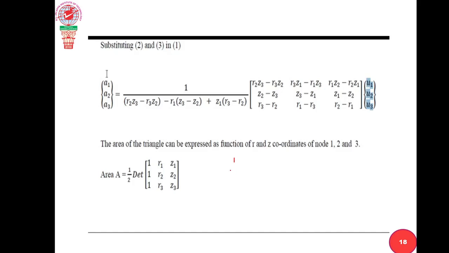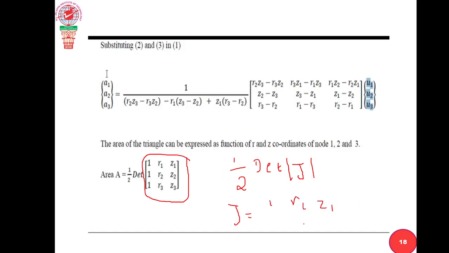Determinant means, please write like det, two vertical lines, and in between you write J. This is the notation of a determinant matrix. What does J mean? J is called the Jacobian matrix. Where J is equal to the Jacobian matrix, that equals 1 R1 Z1, 1 R2 Z2, and finally 1 R3 Z3. Like that you have to write.